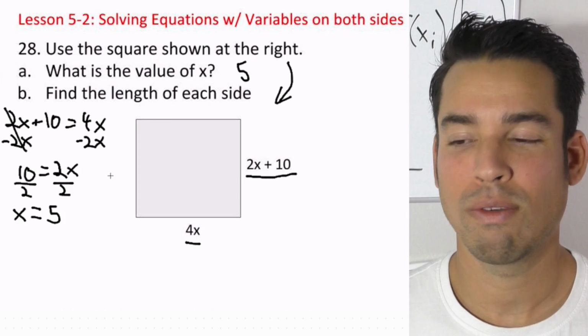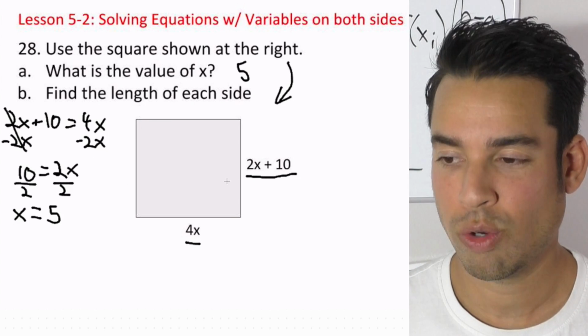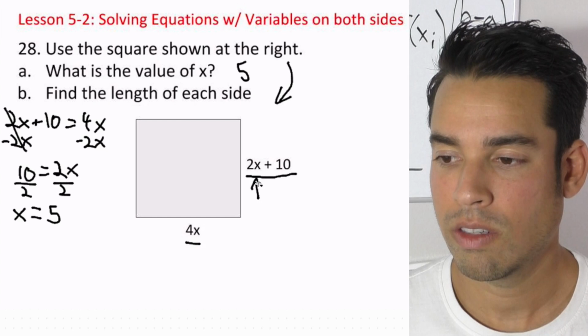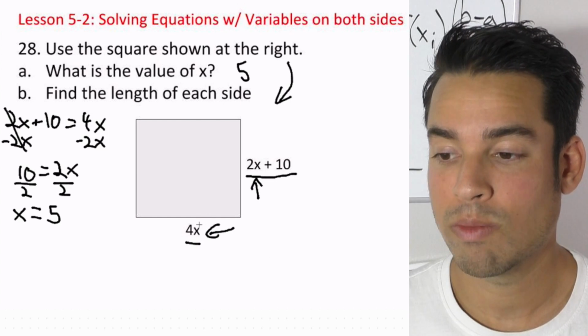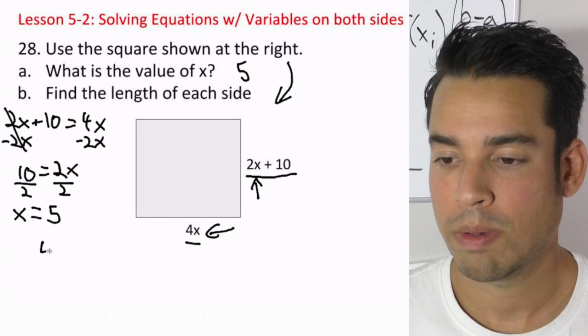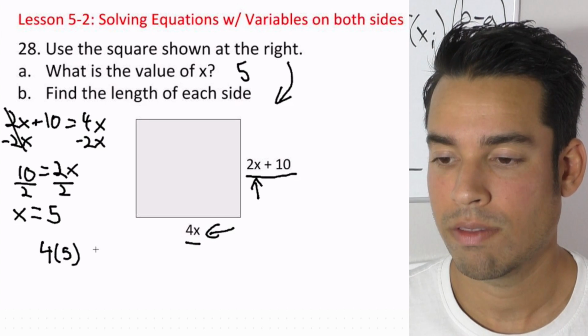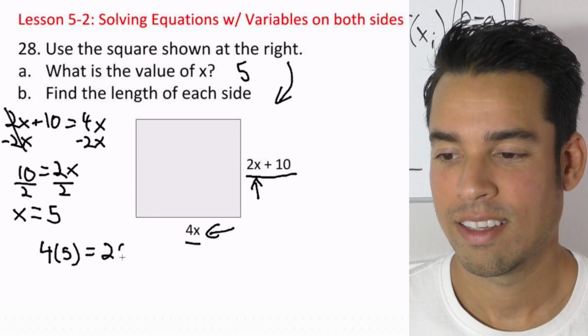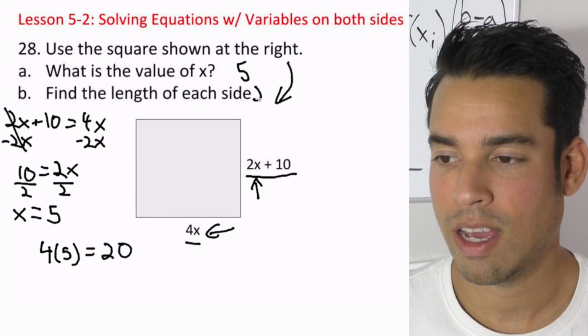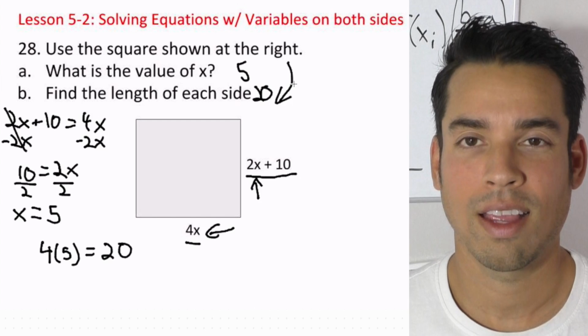Well, what is the value of each side length? Okay, we've got two choices. We can plug 5 in here. We can plug 5 in here. It's the same for both. I'm going to do the bottom one because it looks a little easier. We just basically take 4 times 5, which equals 20. And guess what? The length of every side is 20, and done.